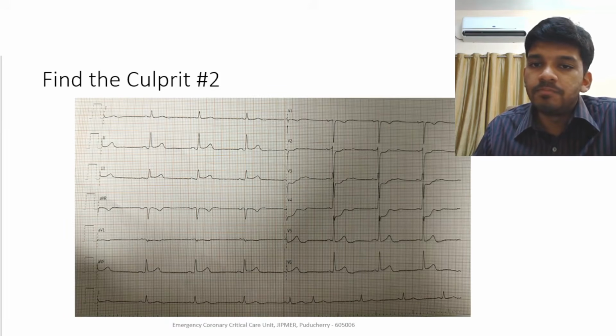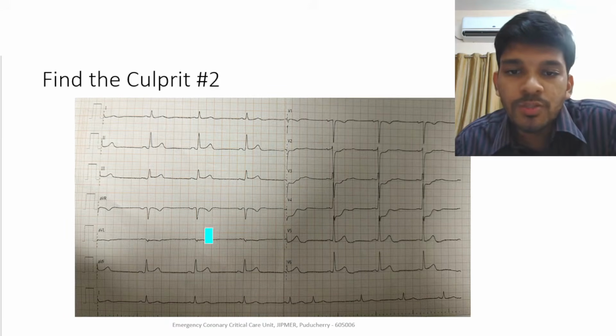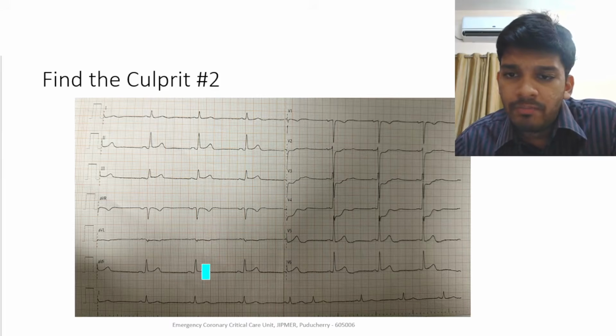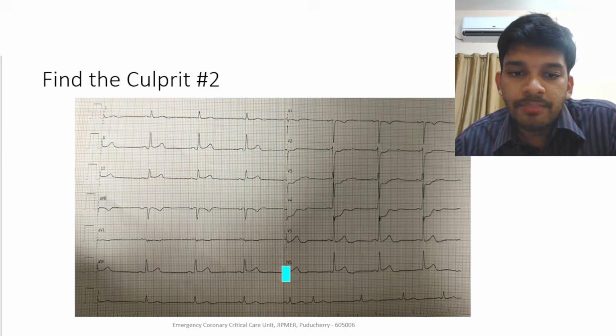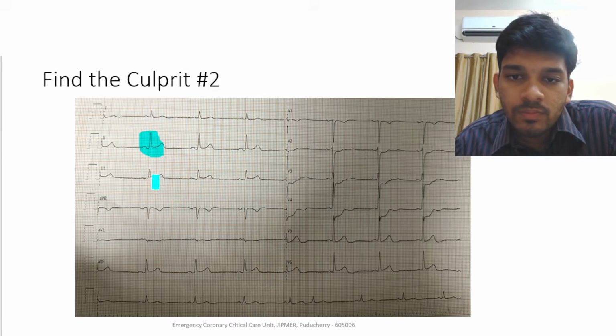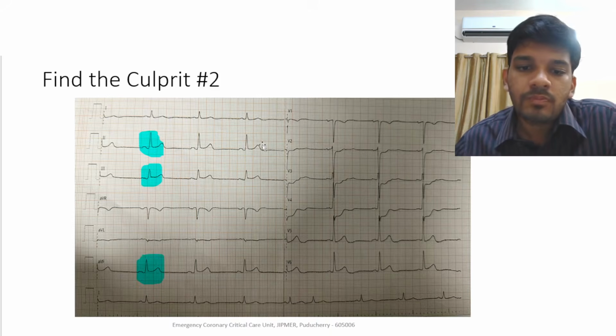Now in this second ECG, you can see that the findings are very subtle. The findings are not very pronounced, so you have to be very careful in looking at this ECG. The main thing that you are able to pick up is that there are ST elevations in the inferior leads. So 2, 3 and aVF are having some ST elevations. So it is either RCA or LCX.